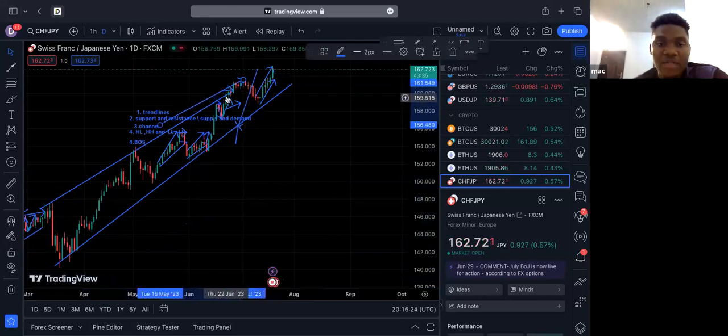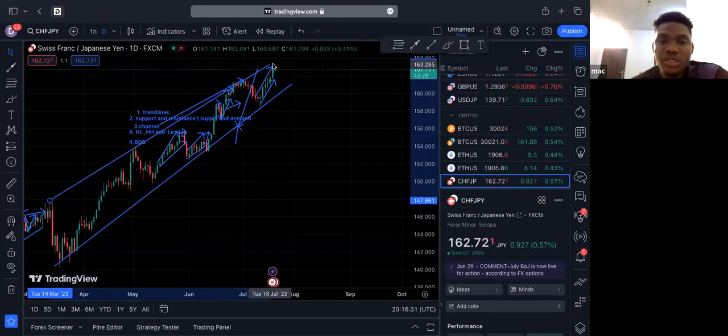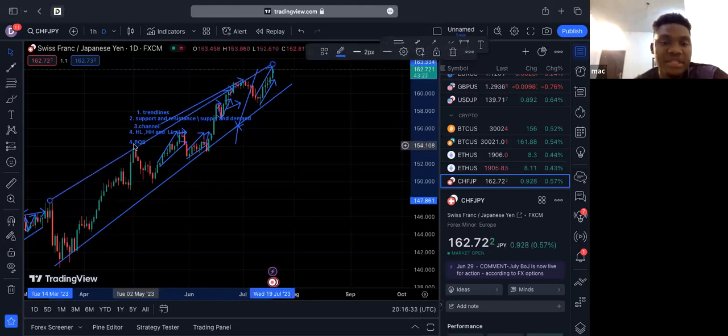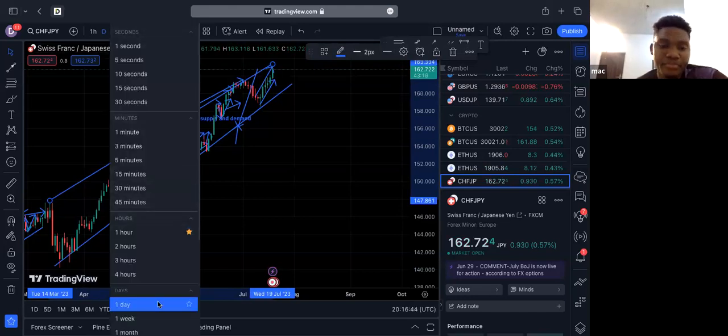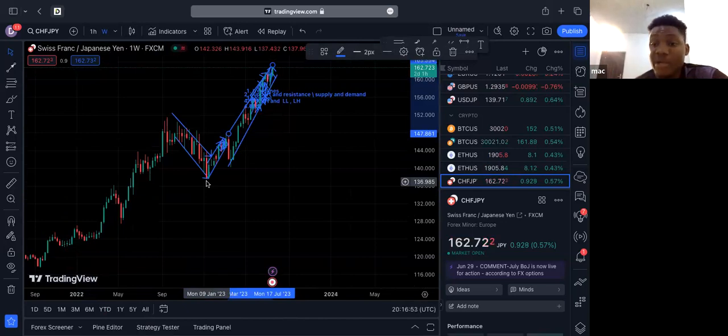CHFJPY as well has also been maintaining resistance since March the 17th on a daily time frame. On a weekly time frame, it has been doing the same as well, buying since January the 9th. So I don't think we should see any form of sell with CHFJPY anytime soon, right?